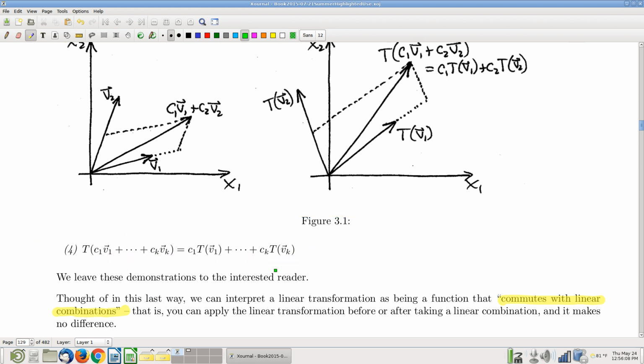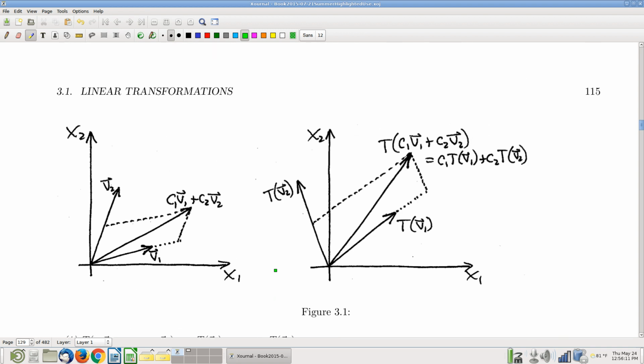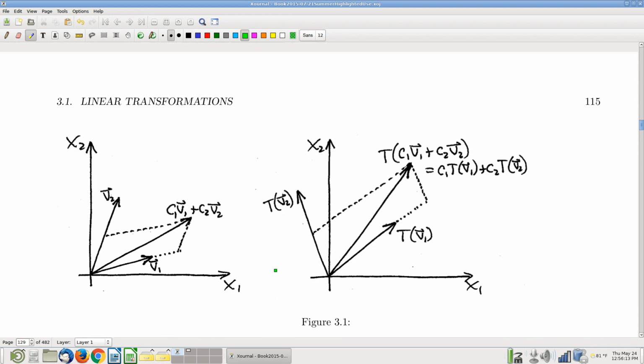Let me draw the corresponding picture. What's going on here? Here's a couple of vectors, v1 and v2. In the domain, we've got our linear transformation like that. There's our linear transformation T. So two vectors, v1 and v2, in the domain. Those two vectors have images. I don't know what those images are going to be. Maybe let's say there's T of v1 and there's T of v2.